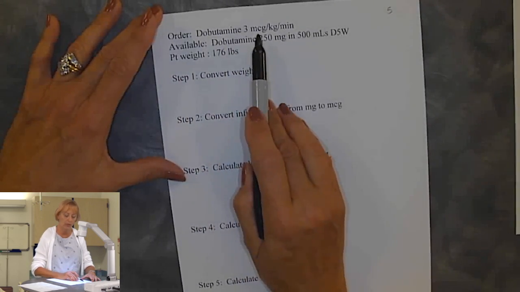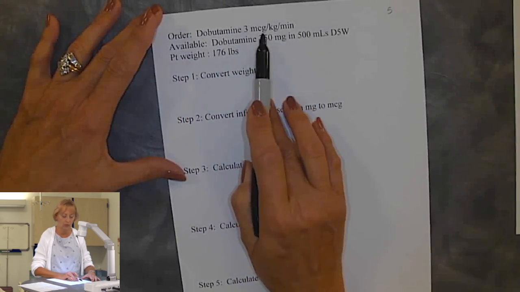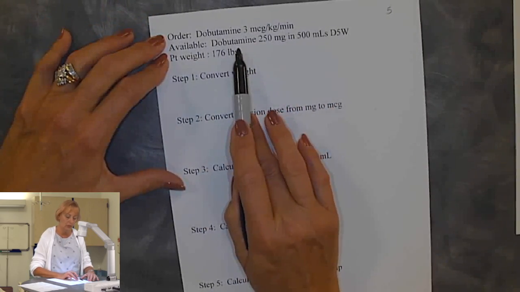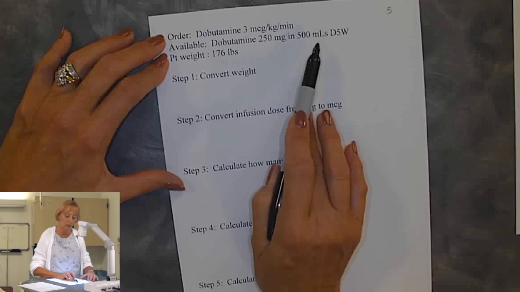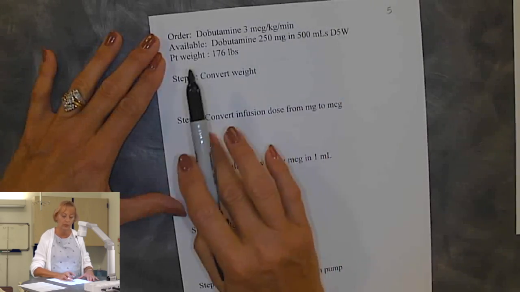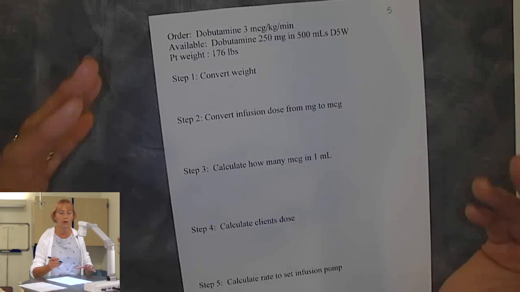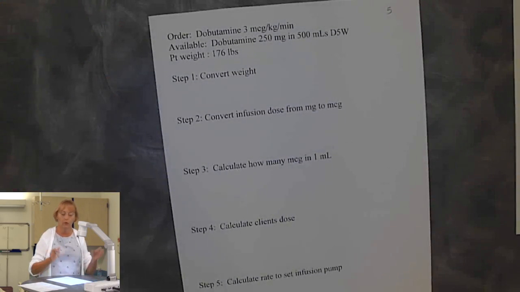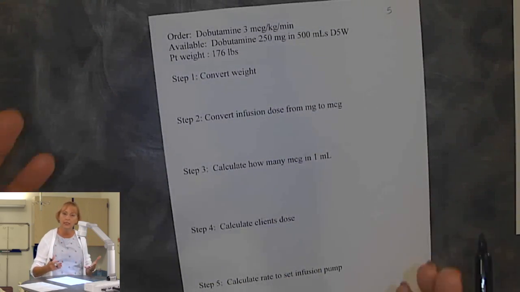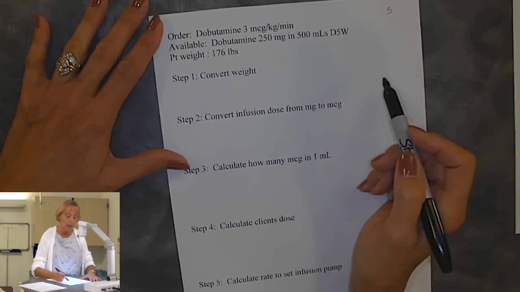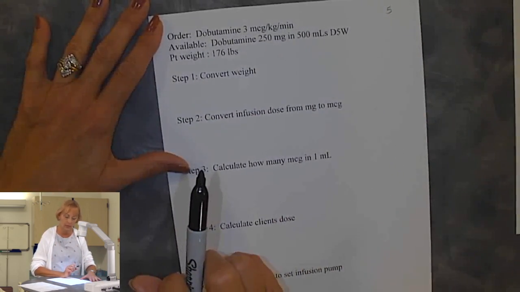Alrighty, so the last one we're going to do is dobutamine. Your order says dobutamine 3 mics per kilogram per minute. So notice this one's got kilograms in it. What you have available is dobutamine, 250 milligrams in 500 mLs of D5W, and this is a standard dose you will find in hospitals. You will find your pumps are programmed for certain standard concentrations. It decreases the risk of making a mistake because people get used to what's hanging. Your patient weighs 176 pounds.